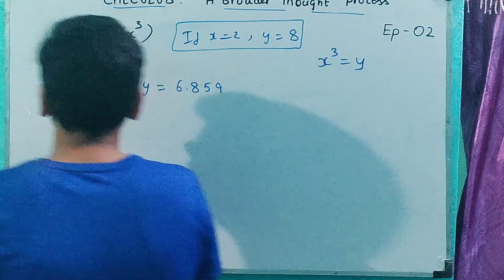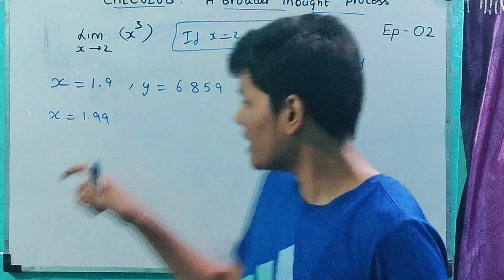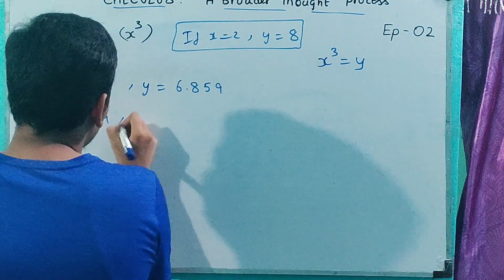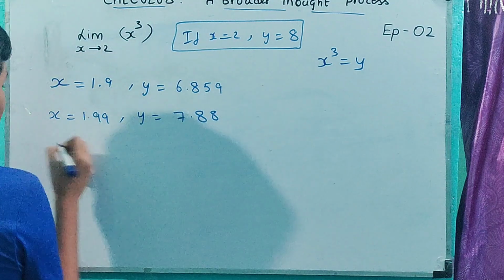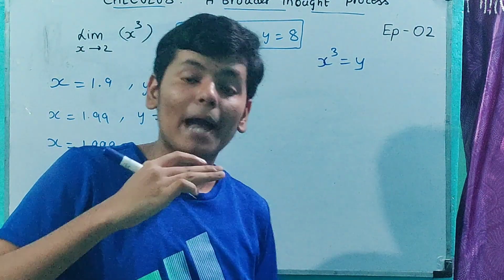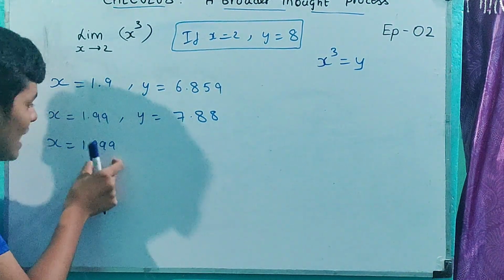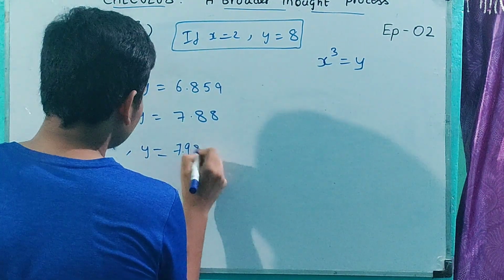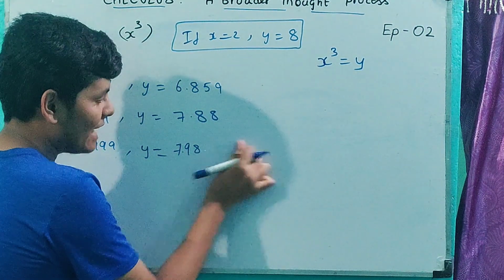Let us take one more example. Let us suppose our value of x is 1.99. Now this value of 1.99 is much closer to the value of 2. Then our value of y comes out to be 7.88. Let us suppose the value of x is 1.999. I am increasing the number of significant figures to get closer to the value of 2. Then the value of y comes out to be 7.98. Now we are actually very close to 8, but this is not exactly 8.